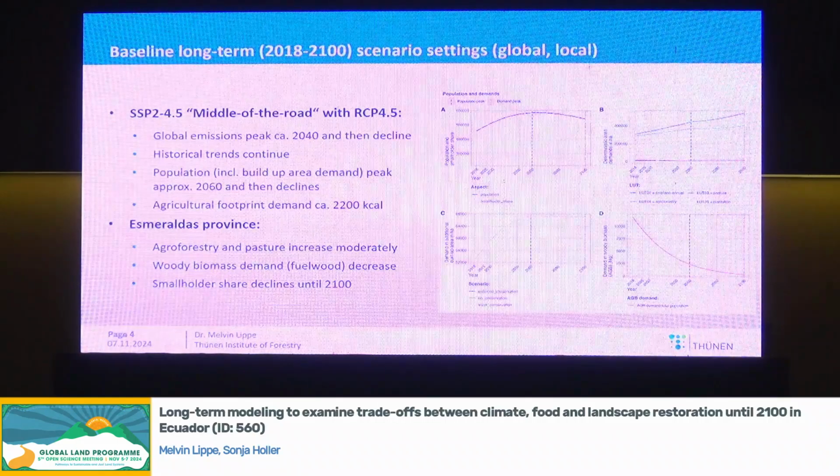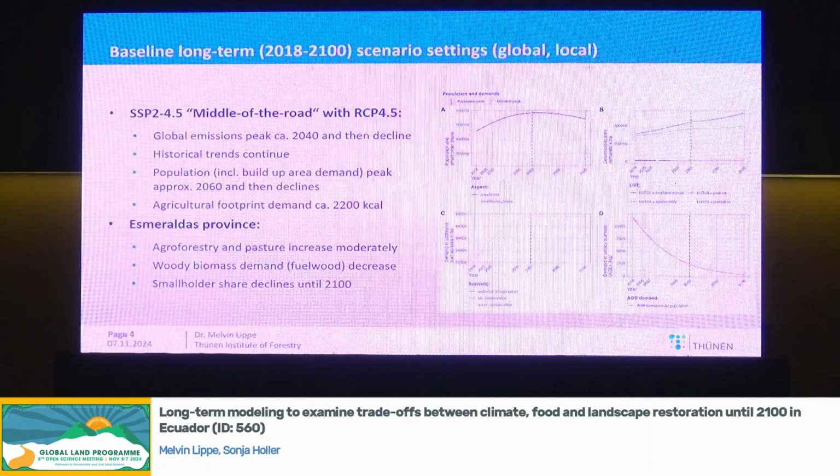So the baseline scenario settings, great, so I'm well in time. We use SSP2, middle of the road, and RCP 4.5, so emission scenario. And you can see here, in this case, we assume that global emissions would peak by 2040. Yesterday I saw that ESA Copernicus just reported this year will be the first year where we will definitely pass 1.5 degrees. So this RCP 4.5 is already history, I guess. But this was part of the model development, so this is what we built in.